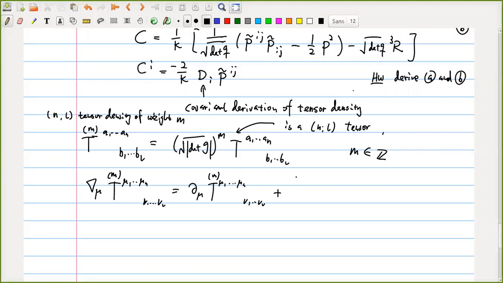So let me put that explicitly. Gamma^{mu_i}_{mu alpha}, and this is the i-th slot. Mu_1 to mu_l, and you plug in and you add. Sorry, this is the j-th slot, so this is a sum over j. Mu_j. Okay, so this is Gamma^{alpha}_{mu mu_j}.